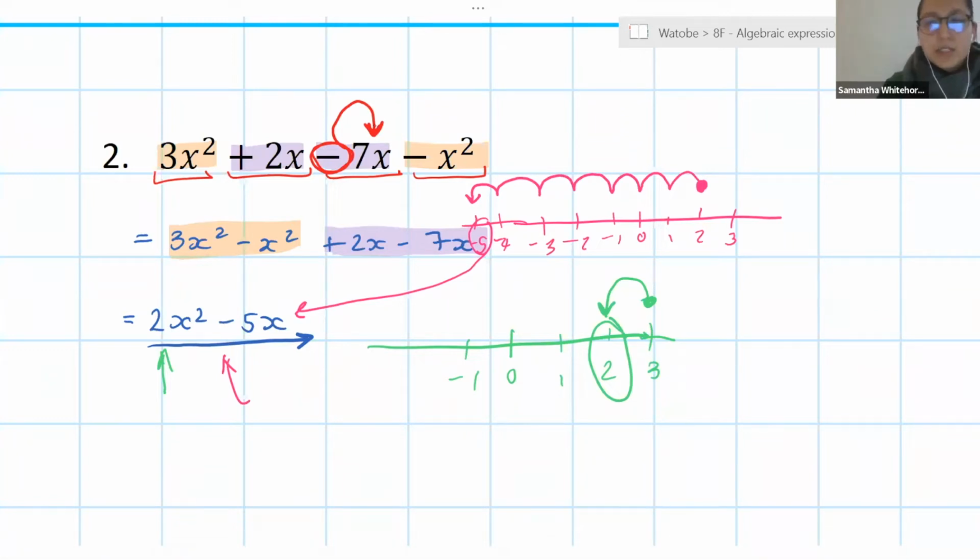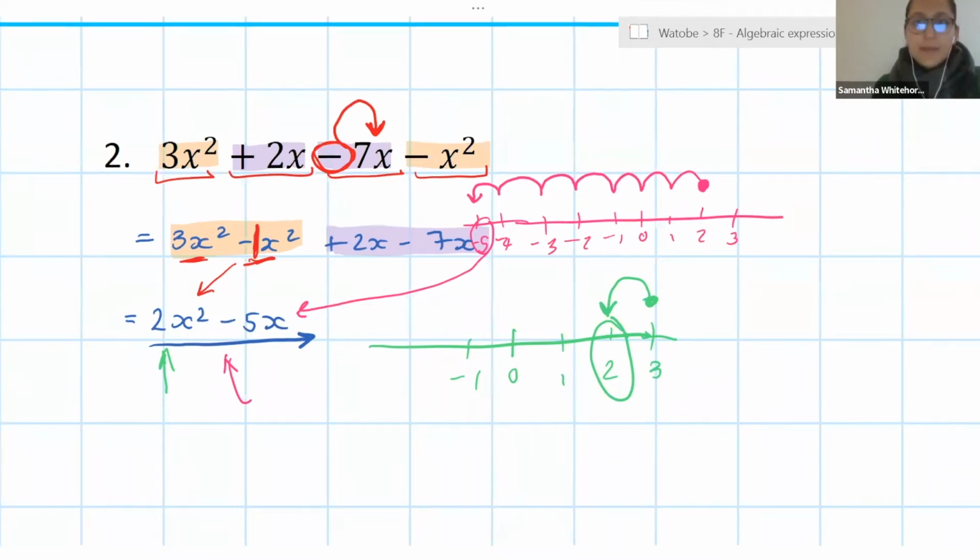And guys, just to clarify, because I've seen it in the chat here, there is an invisible 1 in front of the x squared. So that's why 3x squared minus 1x squared gives me 2x squared. I'm not just making things up. It's because there is that 1 there. I'm taking 1 away from 3, so I end up with 2.